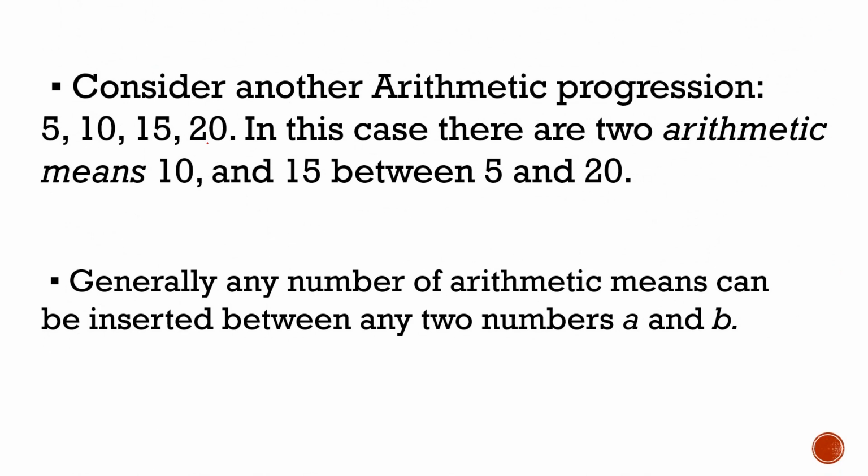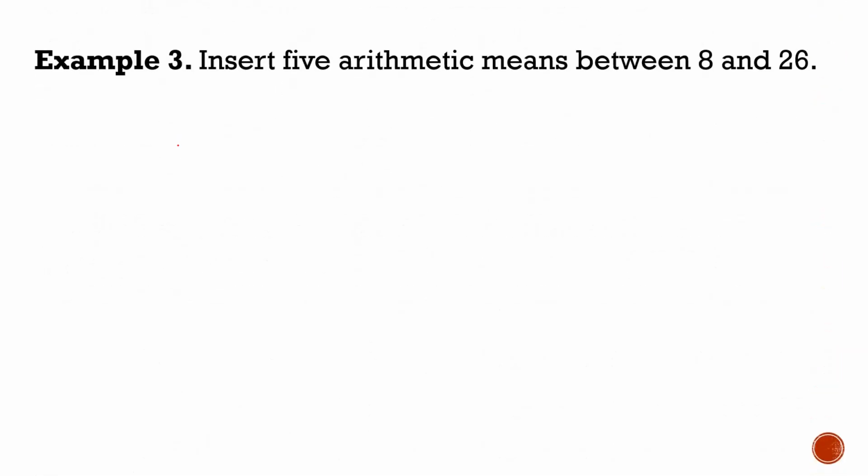Now let's consider this arithmetic progression or arithmetic sequence: 5, 10, 15, and 20. In this case, there are two arithmetic means between 5 and 20, and they are 10 and 15 here. Generally speaking, any number of arithmetic means can be inserted between any two numbers a and b. Okay, that leads us to this kind of problem.